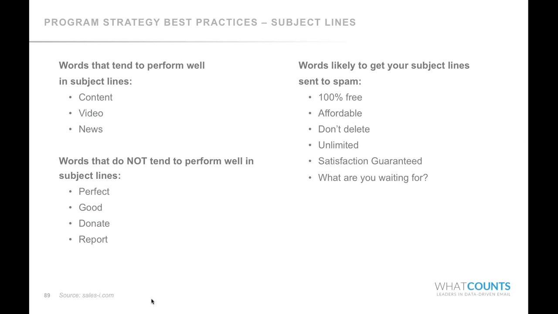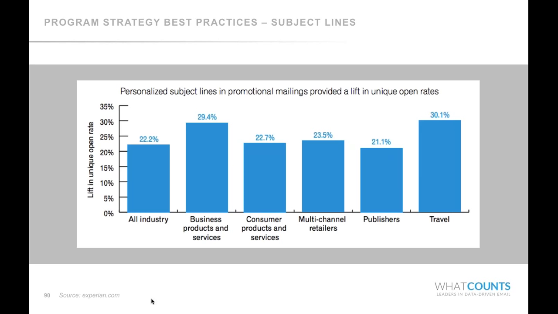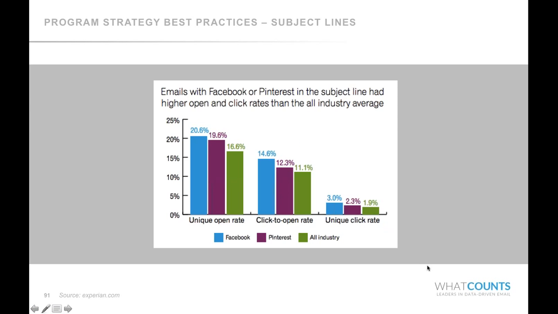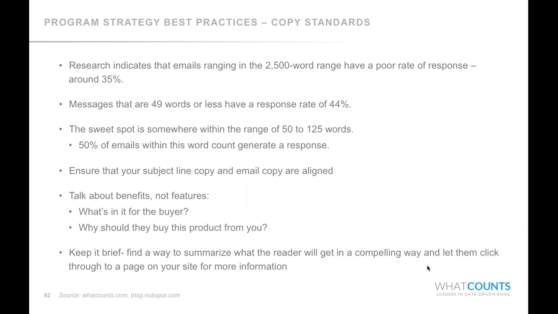This is words that perform well, words that don't. So content, video, news, those perform well. Be careful with things like 100% free, unlimited, satisfaction guaranteed; things like that tend to get you put in spam. Personalized subject lines and promotional mailings do provide a lift in unique open rates, and you can see the different industries here, so you can take a look at that when we send this to you. And then emails with Facebook or Pinterest in the subject line had higher open and click rates than the all industry average, so that's something to test out as well to see if you can get a boost.